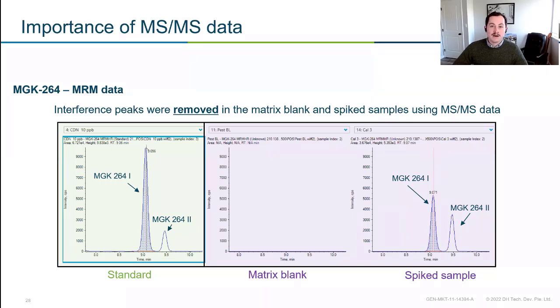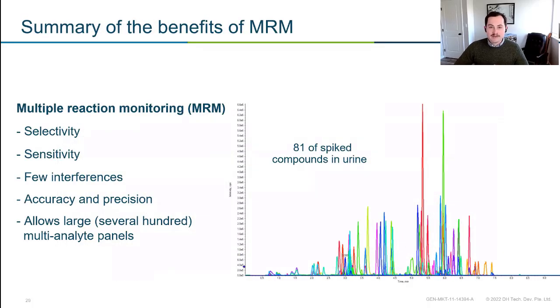But using our MRM data, we can see, oh, well, the fragment didn't form, there's nothing there, and we get these two beautiful pesticide peaks in our spiked sample that we can then integrate and feel really good about in terms of quantification. So the benefits in our MRM data are really about the selectivity, like we showed, sensitivity, and it's a fast experiment.